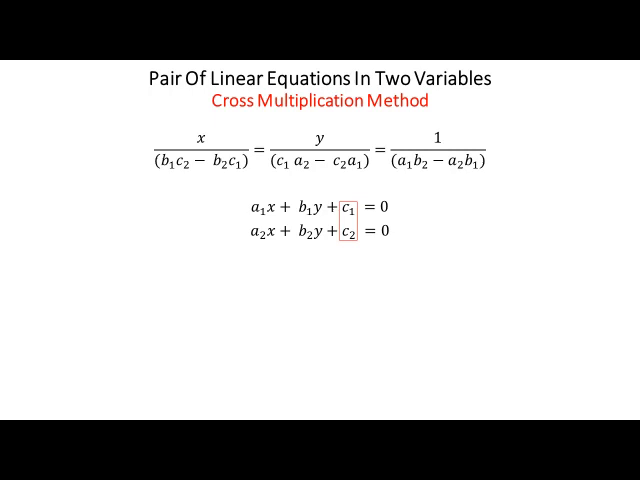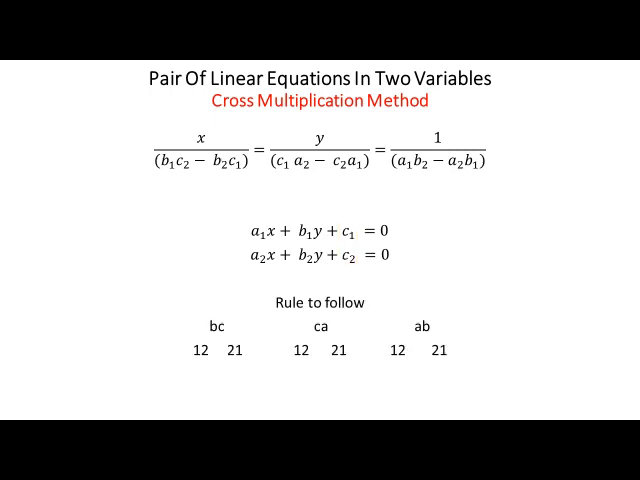So the rule to follow is, while writing the denominator of the first fraction with x as a numerator, we have to take BC, and for the fraction with y as a numerator we have to take CA, and for the fraction with 1 as a numerator we have to take AB. And there too we have to write the coefficients in order 1 2, 2 1, 1 2, 2 1, 1 2, 2 1.